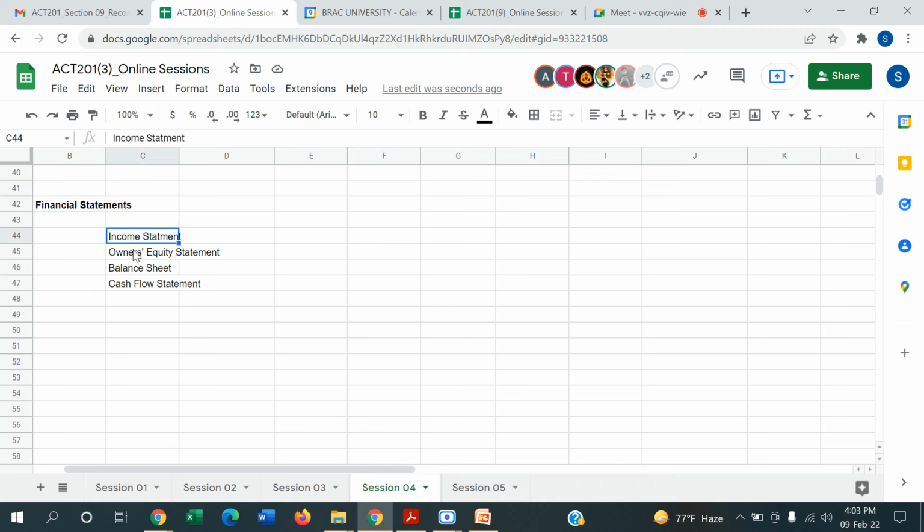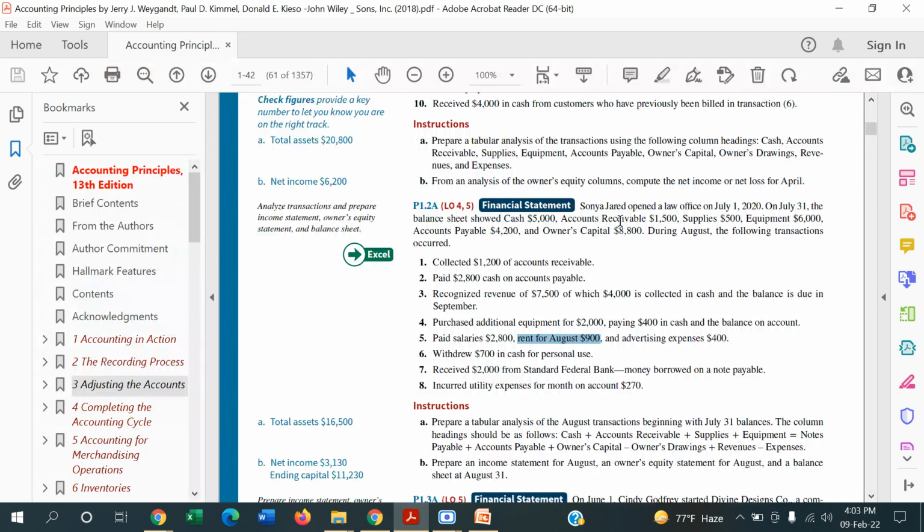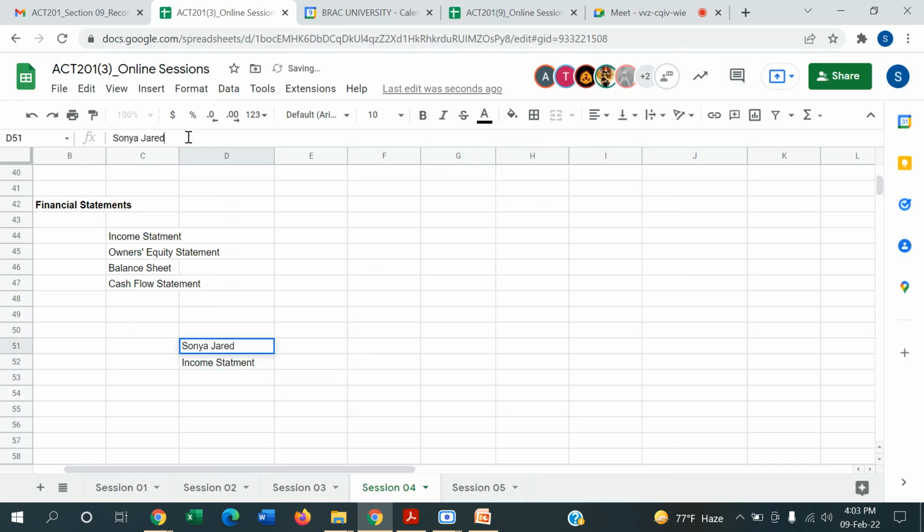Whenever we want to prepare these statements, we definitely have to follow some format. Based on that format, we need to prepare the income statement. The format of the income statement is, initially we have to mention the name of the company. Say, for example, Sony Azaret is the name of the company according to this problem. So we'll mention Sony Azaret's income statement. Then we'll mention for the something ended, then the date. According to this example, the last date of this month is August 31st. For the something ended August 31st, 2020.